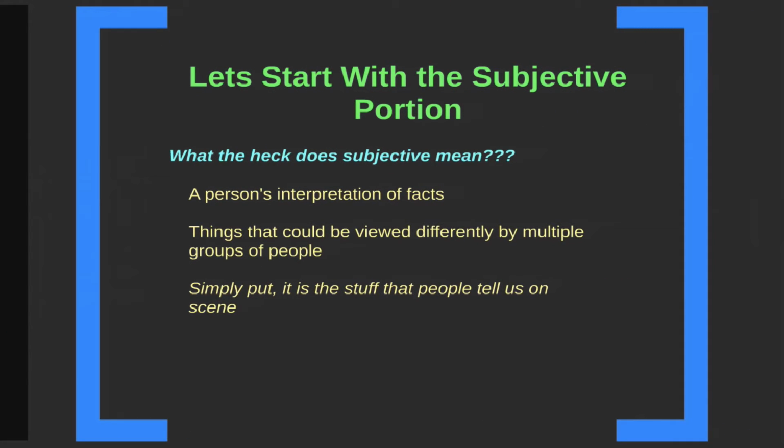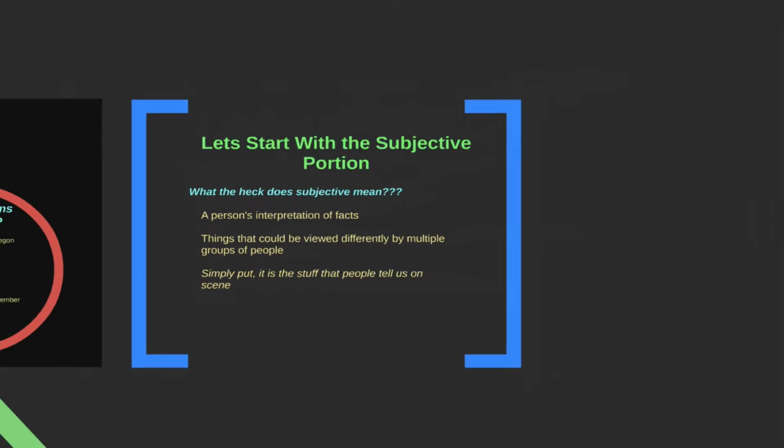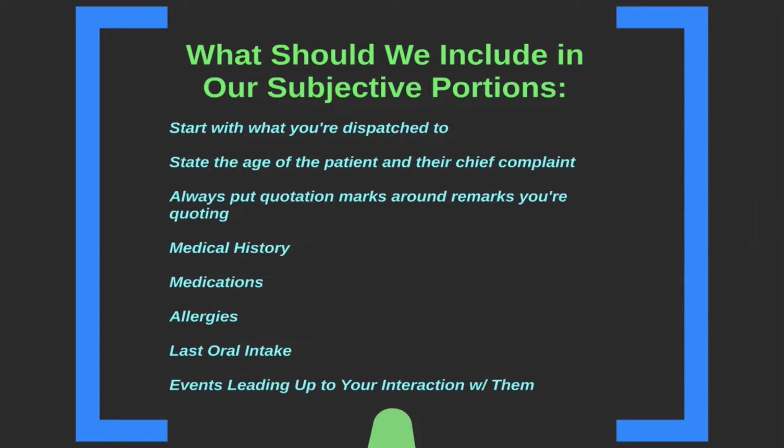So let's start with the subjective portion. And a lot of times there seems to be some confusion on what subjective really means. Well, think of it this way. It's a person's interpretation of facts. It's the information that could be viewed differently by multiple groups of people who were there. And simply put, it's the stuff that people tell us on scene. And we'll go through this more in depth.